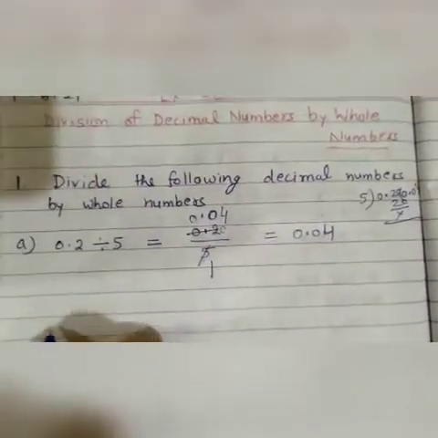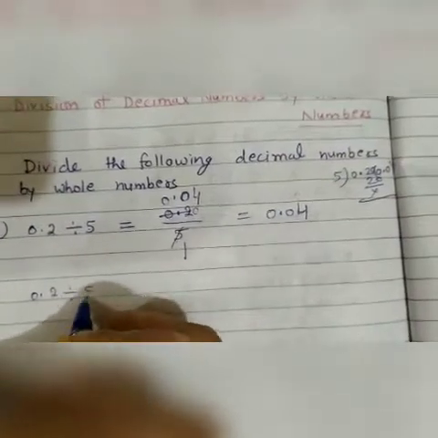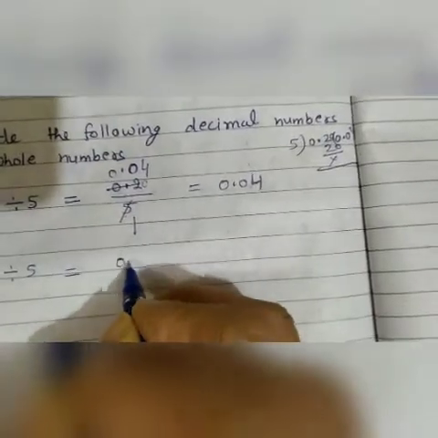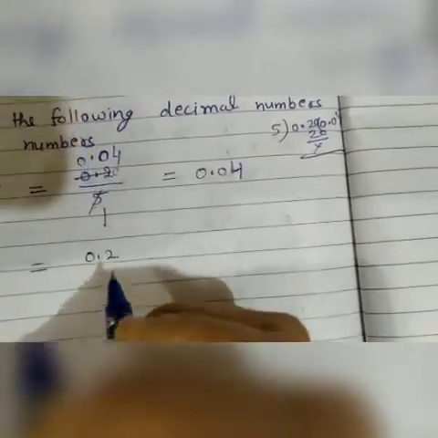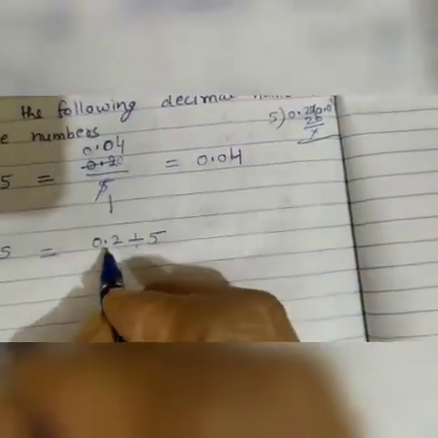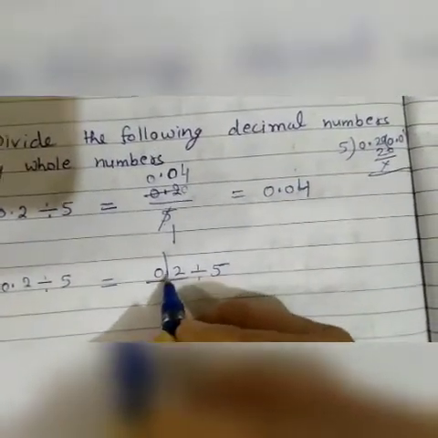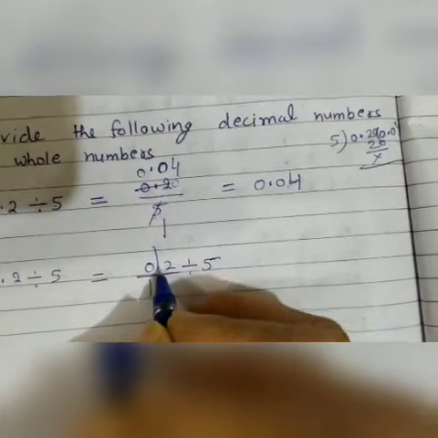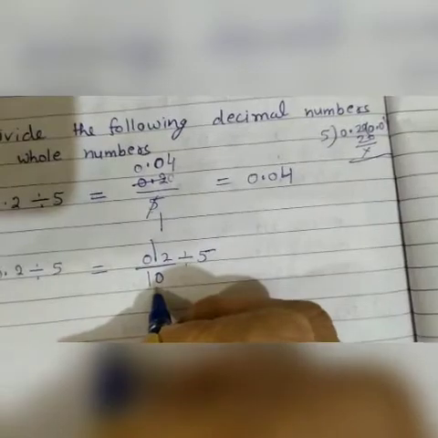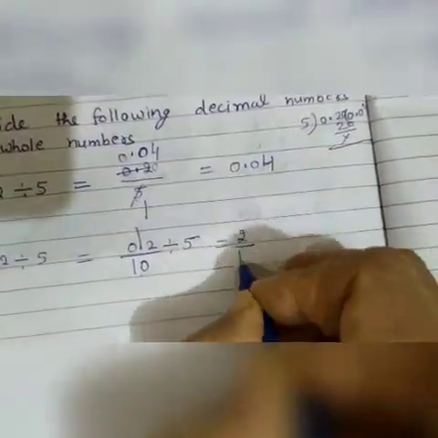Now another method, the second method. How can we do this? 0.2 divided by 5. What will we do first? First we will remove this decimal from here, and in place of this decimal we will write 1. After the decimal there is one digit, so we will write 1 0. It is 2 upon 10 as we remove the decimal. Now write this 2 upon 10.